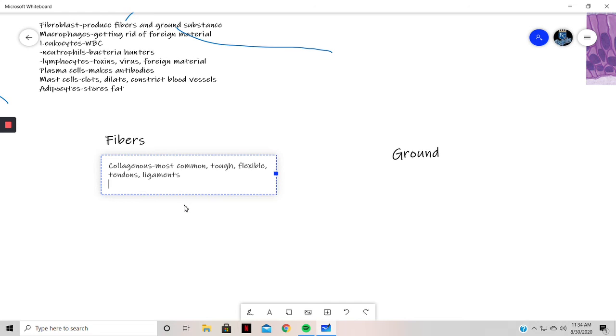Okay, our second type, reticular. Reticular fibers, super thin. I didn't put it. Let me go back up here and add that word right there, thin. Okay, super thin, reticular. Okay, and we're going to find these in the spleen.